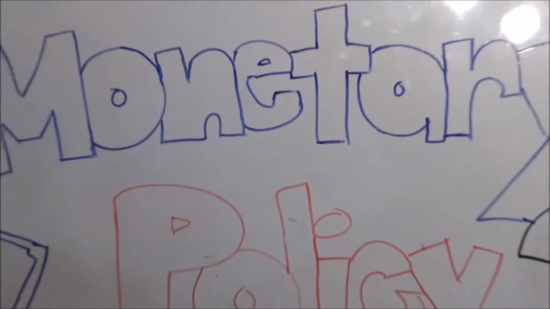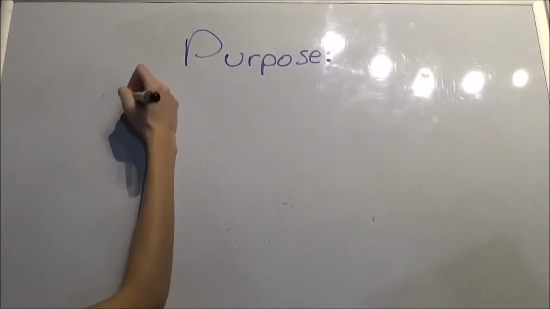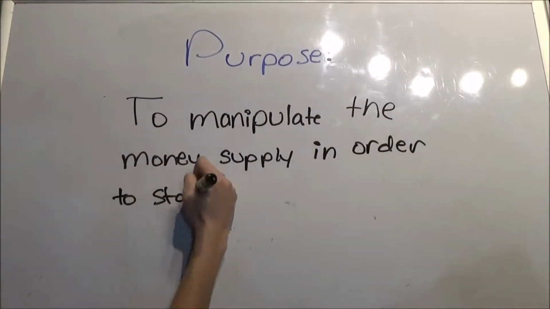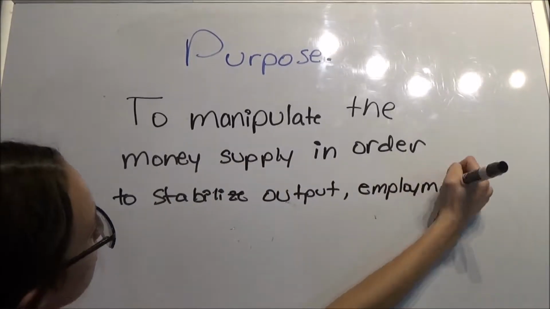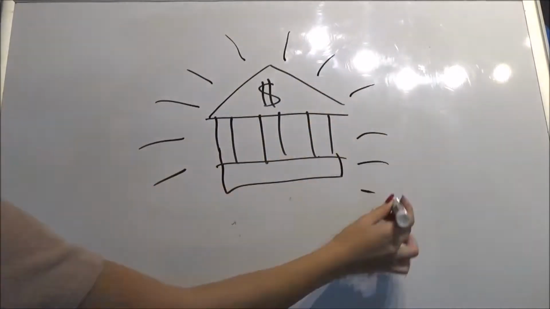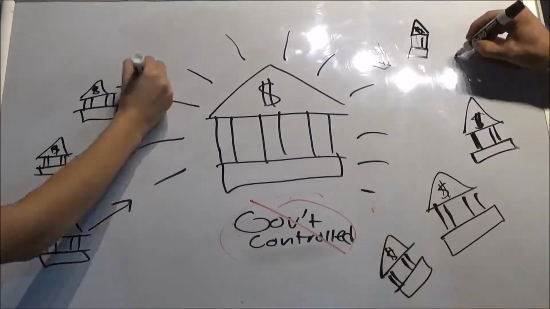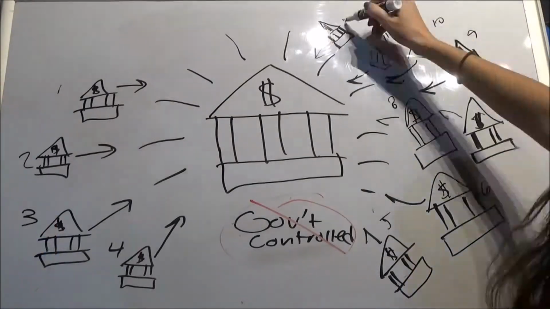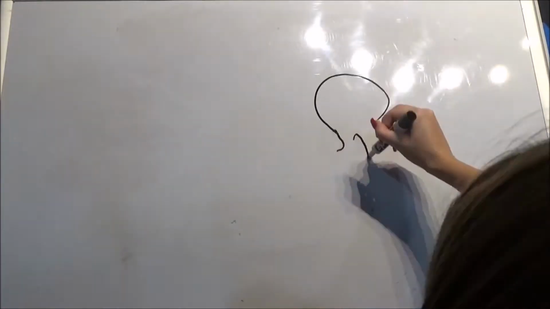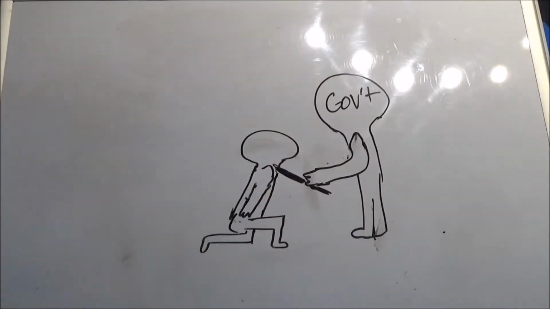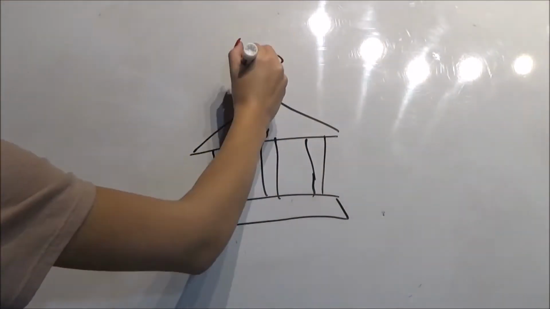What is monetary policy? The purpose of using monetary policy is to manipulate the money supply in order to stabilize output, employment, and price level. This goal is achieved not by the government, but by the central bank, or the Fed. The federal bank involves a system of 12 privately owned banks, which are run by government-appointed leaders. These leaders include 7 governors and 1 chairman, with a bank president for each bank.